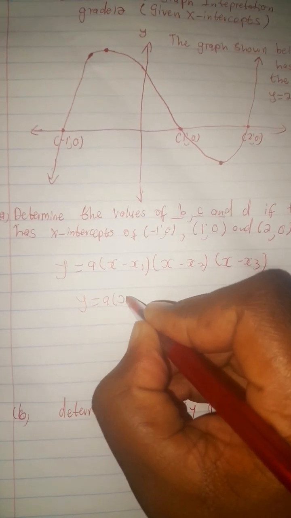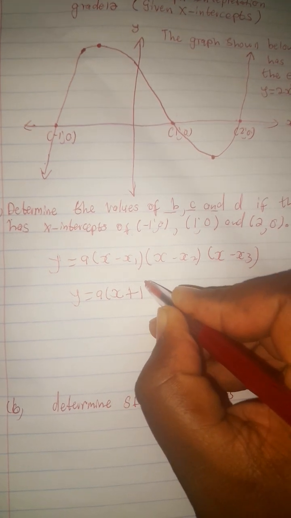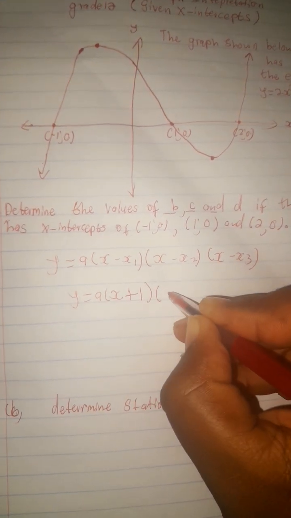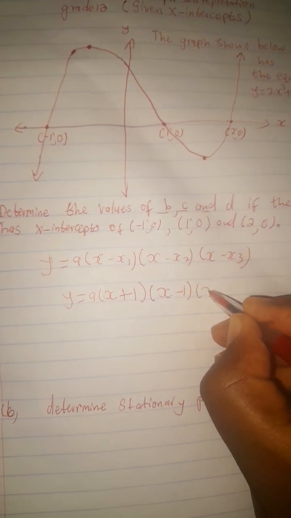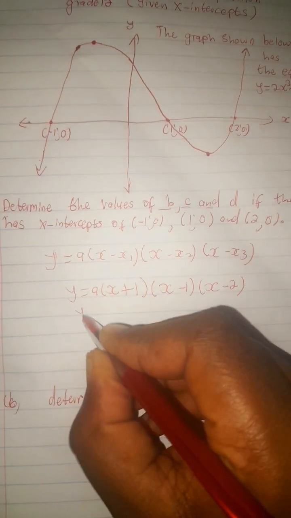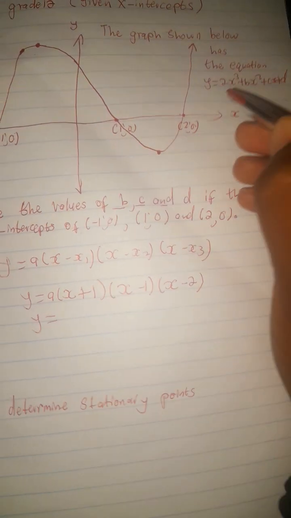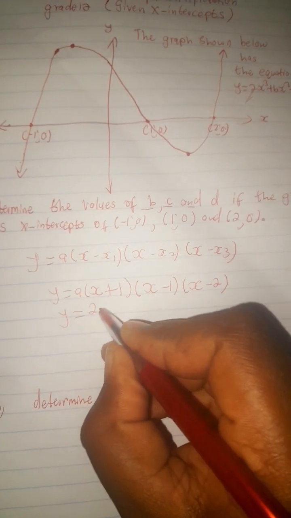The first one is -1. So when you put negative and negative, it becomes plus, x plus 1. The second one is positive, so it will become x minus 1. Similarly, the third one will be x minus 2. What is interesting here, we are given a. A is 2, in other words. So we place 2 here.